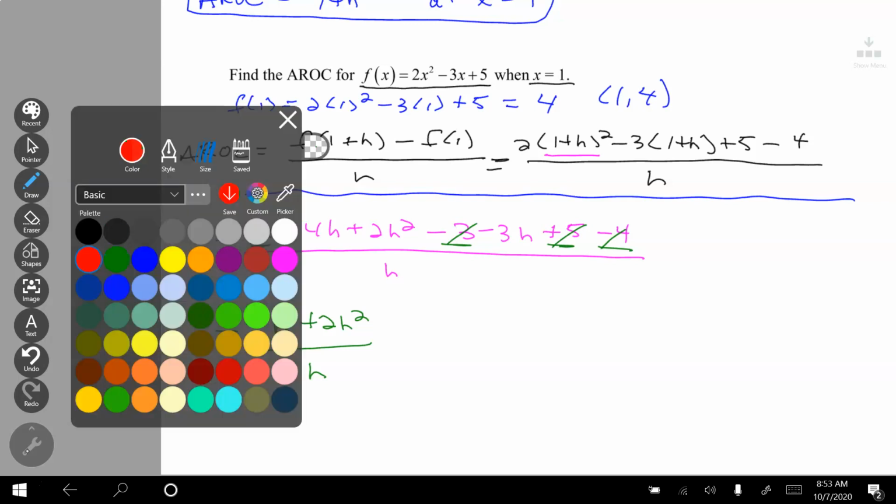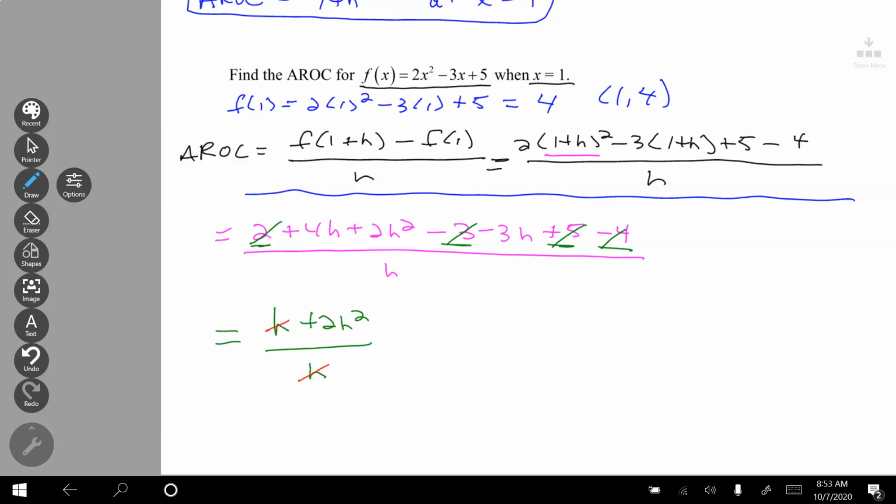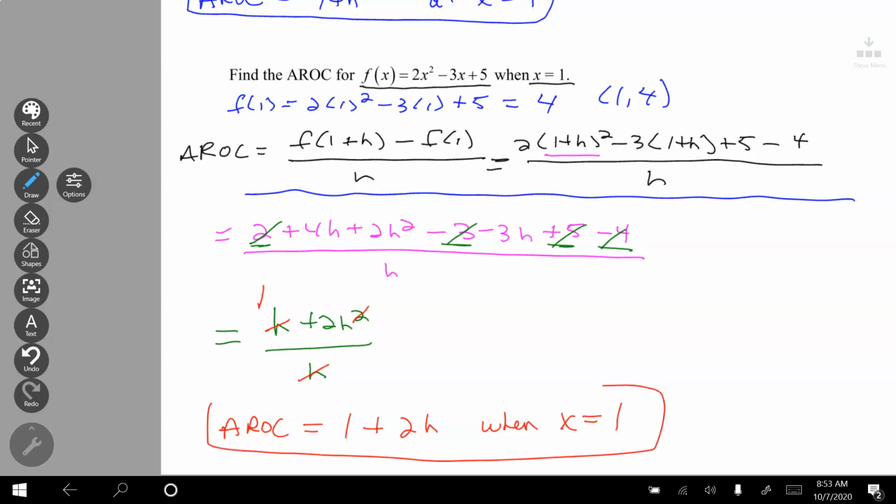And I'm going to cancel again. These h's cancel, but it leaves a 1 left over. This cancels out one of these h's. So I get my average rate of change is equal to 1 plus 2h when x is equal to 1. That is the average rate of change.